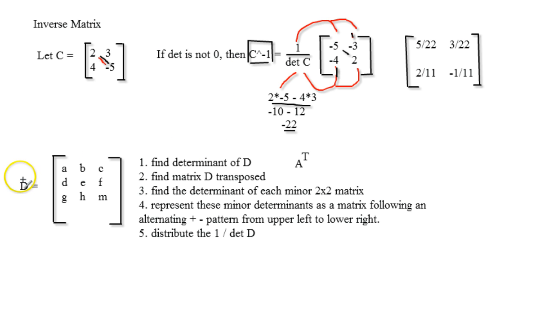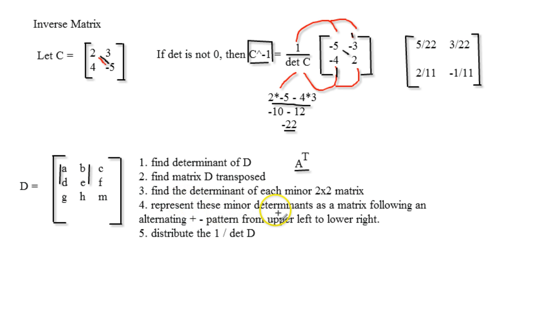Now, the 3 by 3 matrix is a little bit more complicated. But what you would do is you would find the determinant of the matrix, pretty simple. Then find the matrix D transposed, and there would be this button on the meta calculator. And then you would find the determinant of each 2 by 2 matrix. So you do the determinant there, do the determinant there, and you just work your way down. It's really, really quite interesting.